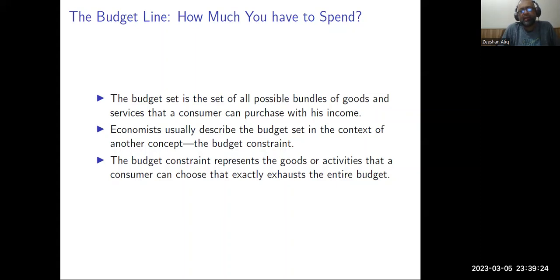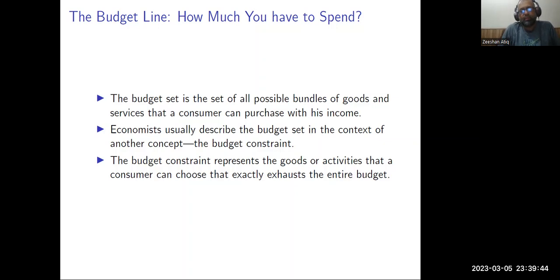The budget line helps us explain how much a person can spend and how much he can afford. Whatever he is willing to buy, and whatever gives him satisfaction or utility, is available for a price, and that price he pays from his income, and that income defines his budget line.